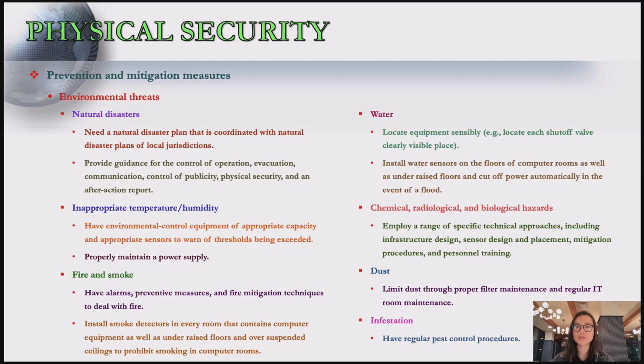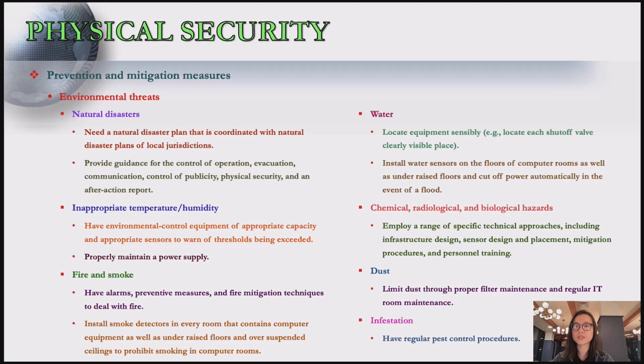The following measures address environmental threats. An organization needs a natural disaster plan that is coordinated with the natural disaster plans of the local jurisdictions. At a minimum, the natural disaster plan should provide guidance for control of operation, evacuation, communication, control of publicity, physical security, and an after-action report.